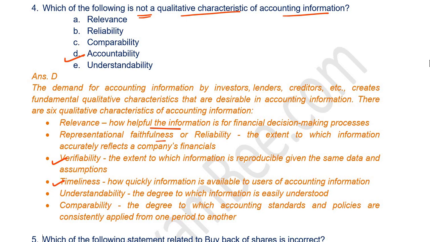Verifiability means that the information is reproducible given the same set of data and assumptions. And timeliness: it should be quickly available so that you can use it as and when required. If last year's financial statements are available only after 2 years, then they are not very relevant. Understandability is being easily understood by anybody looking at those statements.